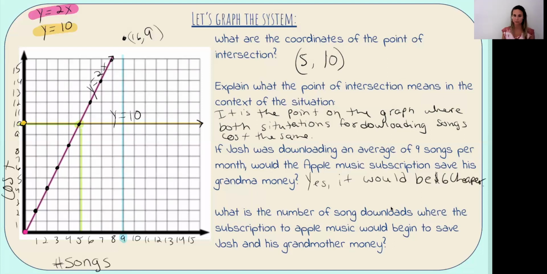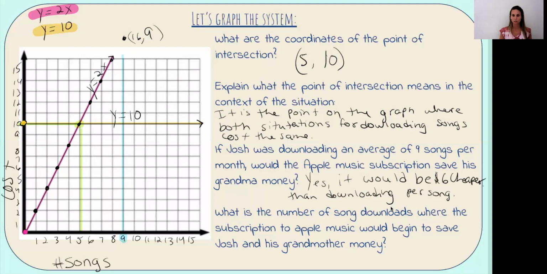So you can see what the question is asking. Will it save her money if he does the subscription? Yes, it would be $6 cheaper, and you can add then downloading per song. I always say, make sure you box yourself in as close as you can to the details, because when people are grading these tests, they don't know you and they don't know what you mean. So just try to be as specific as possible. So yes, it would be $6 cheaper than downloading per song.